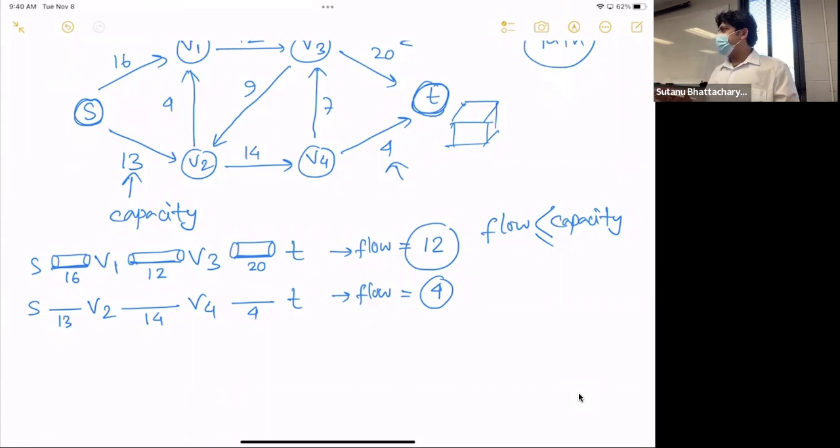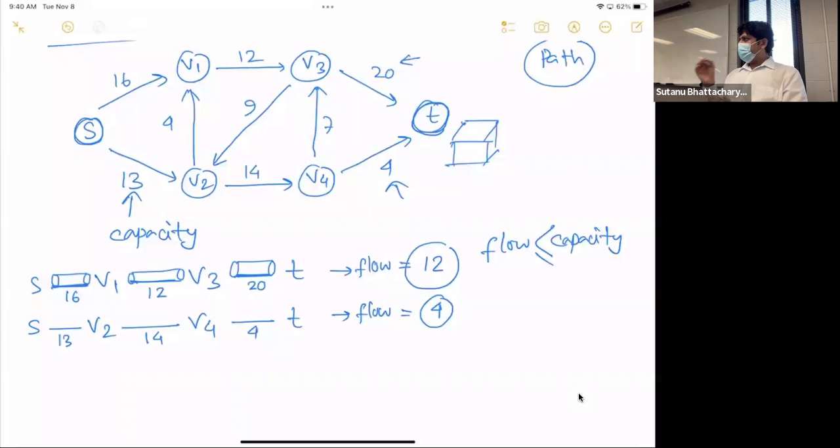Is it clear so far? Are we done, or can we send more water? Is there any path left that we can utilize? What do you think? Our goal is to supply the maximum amount.